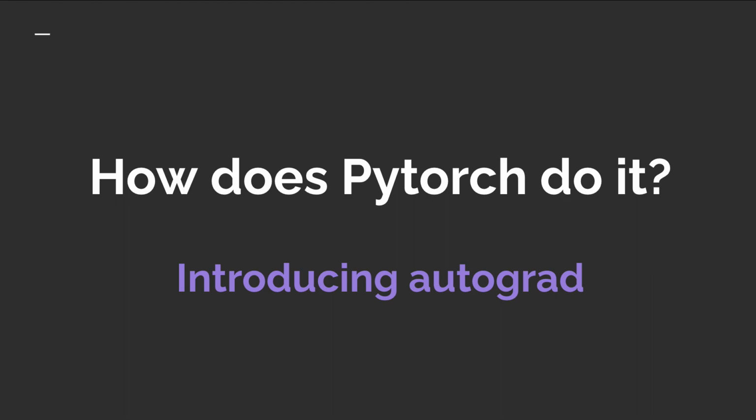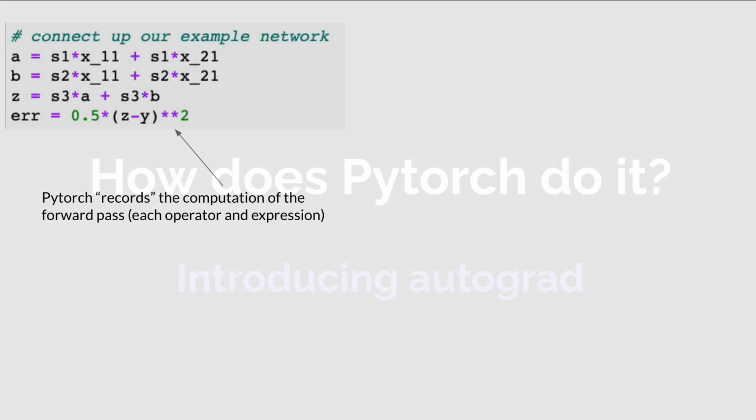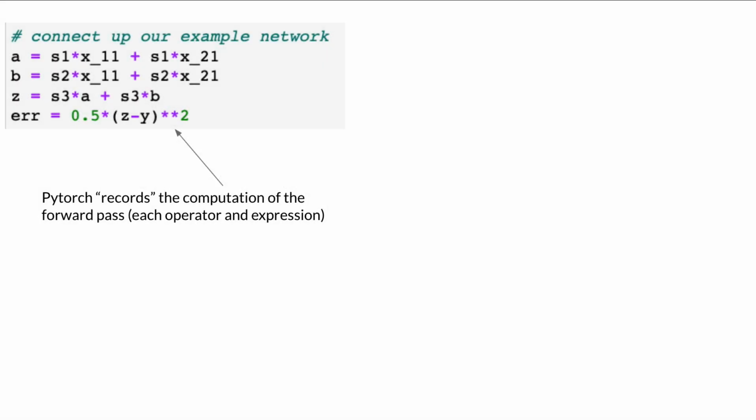And this is all written for us, and we're now going to look at how this works. So we said that we connect up our network. What do we mean by that? We mean that we declare some arbitrary Python code, which is this composite of functions, one function feeding into the next, and so on, and then our final output error function. Now PyTorch records, because we imported PyTorch into this code and we declared these variables to be torch.tensors, PyTorch is able to record the computation of this forward pass as it computes it.